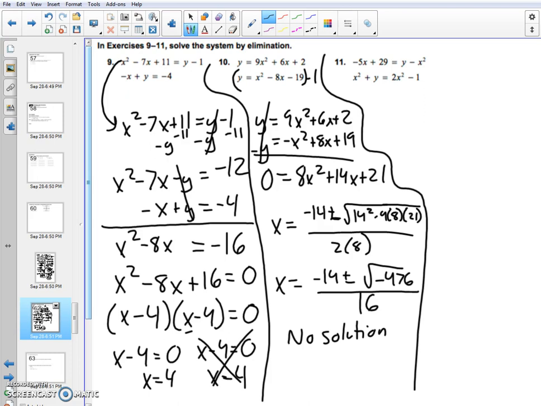Let's go ahead and get the y by itself. So in the first one, I need to add x squared to each side. So that first one is going to become x squared minus 5x plus 29 equals y. The second one, to get y by itself, I'd have to subtract x squared. So I would get 2x squared minus x squared is just 1x squared minus the 1 equals y.